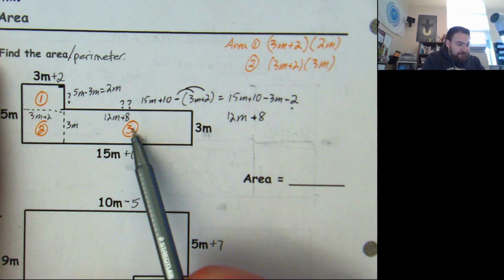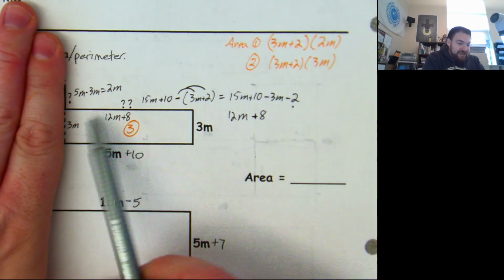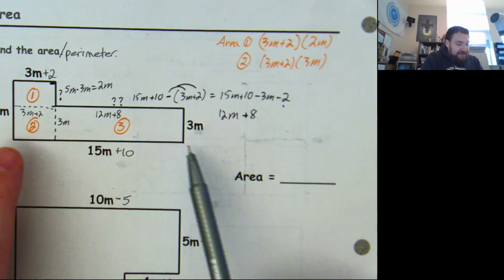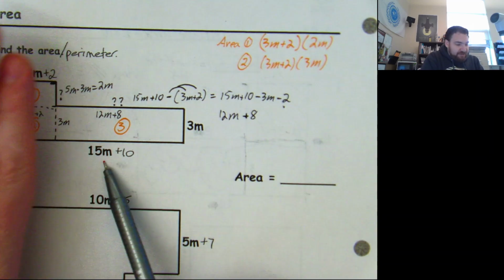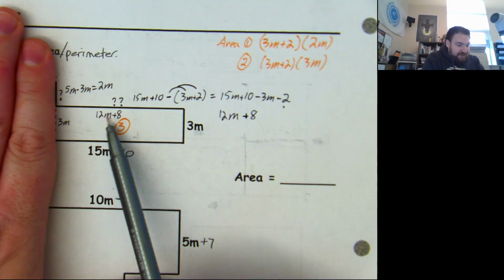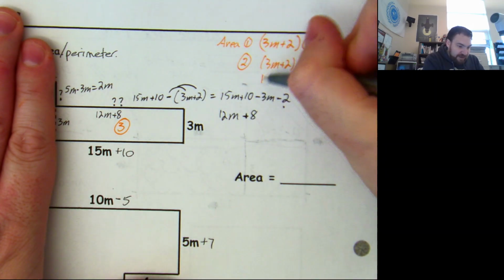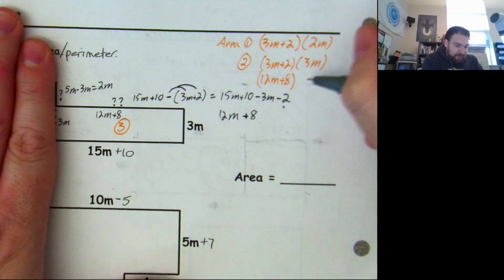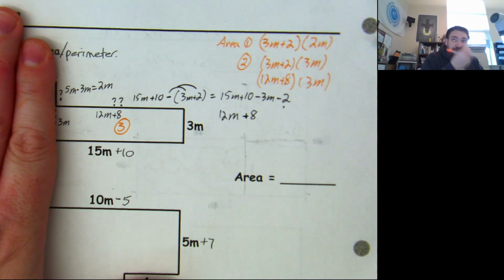And then shape number 3 is just this rectangle here. Remember, the 15m plus 10 is this whole side length, so we don't want to use this. We want to use this guy here. The 12m plus 8, we've got to put it in brackets, and we're going to multiply that by 3m.